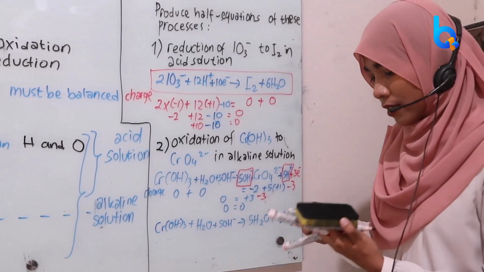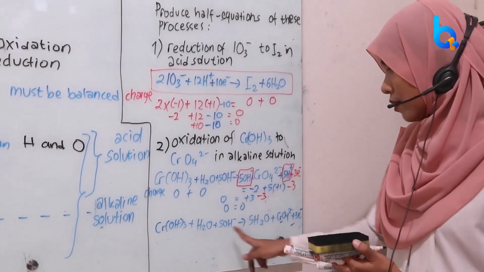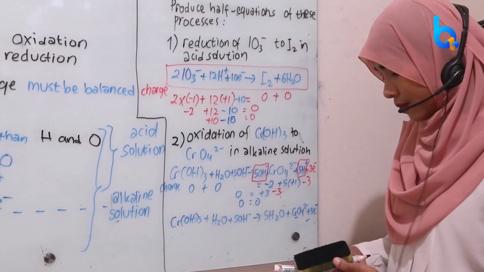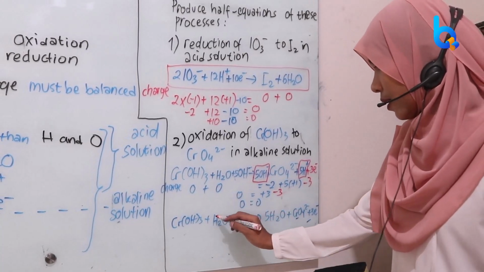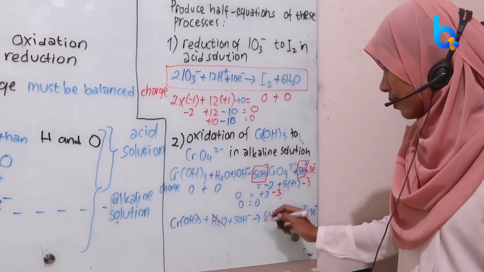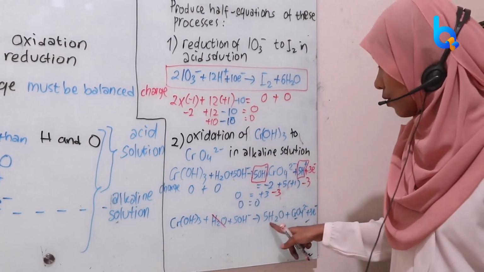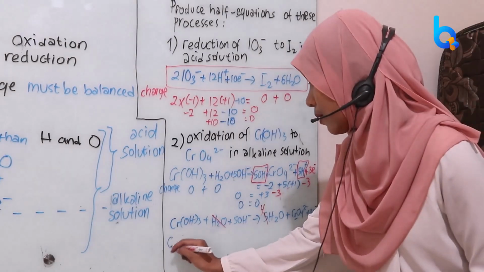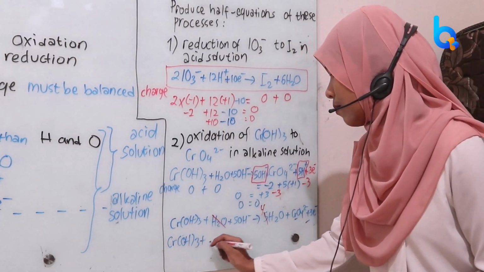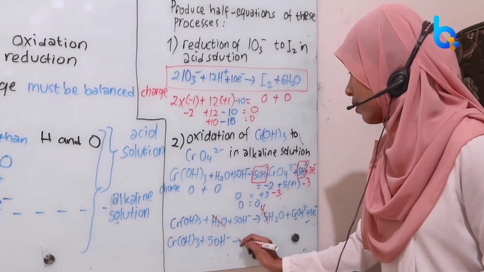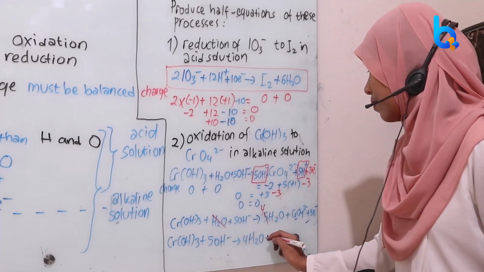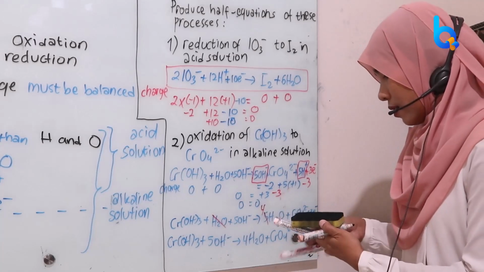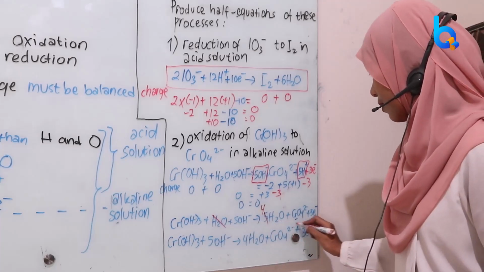Alright, and since the H2O appears 2 times on the left side and also on the right side, we can cancel the H2O. So here the H2O is cancelled. This 5 also cancels, because we cancel 1 on the left side, so we also need to cancel 1 on the right side. Becomes 4. So the final equation will be CrOH3 plus 5OH minus, 4H2O plus CrO4 2 minus plus 3 electrons. This one will be our final answer.